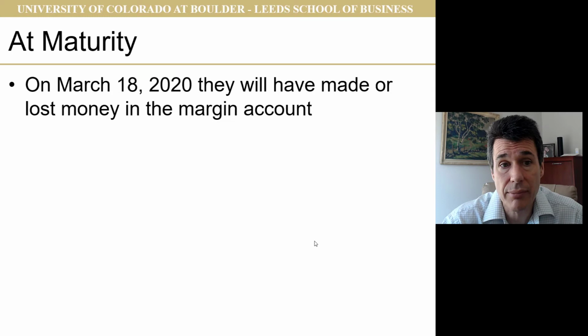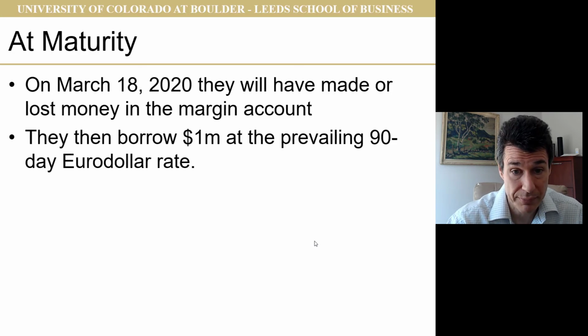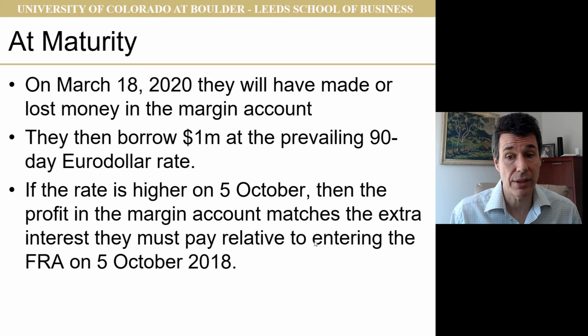Now, at maturity on the 18th of March 2020, they will have either made money in the margin account or lost money in the margin account. If they made money in the margin account, that means that rates are higher. If they lost money, that means rates are lower. They borrow $1 million at the prevailing 90-day Eurodollar rate. Now, if the rate is higher than on the 5th of October, the profit in the margin account exactly matches the extra interest they must pay relative to having entered the FRA on the 5th of October. If the rate is lower than on the 5th of October, they'll have losses in that margin account.